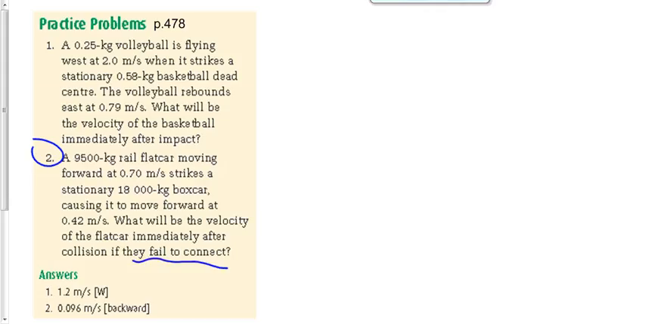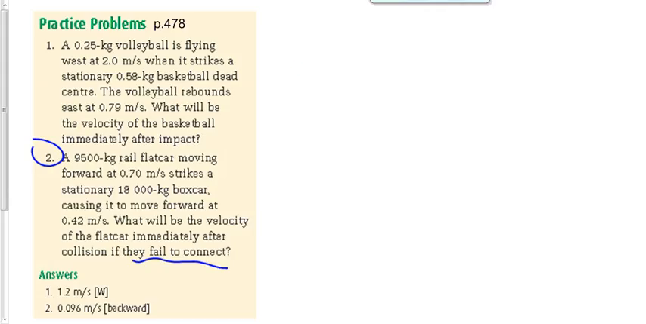Now, do they really have to tell me that they fail to connect? If they don't tell me that they connect and stick together, then we assume that they don't connect. Got it? They have to tell me that they do connect. Okay, that's great that they tell me that they don't connect. They're reminding me that there's two objects after the collision takes place. But if they didn't tell me that, I could still solve this problem because that would be my assumption anyways. What do we get for objects here? Two of them, right? Rail car and box car.